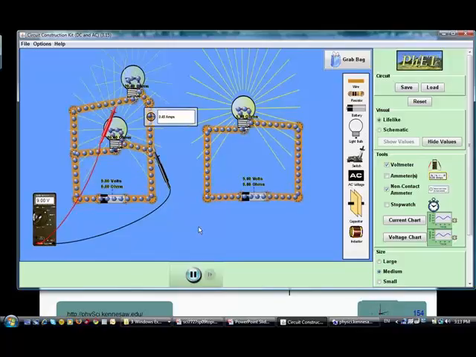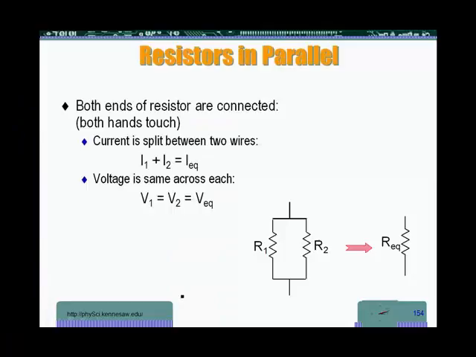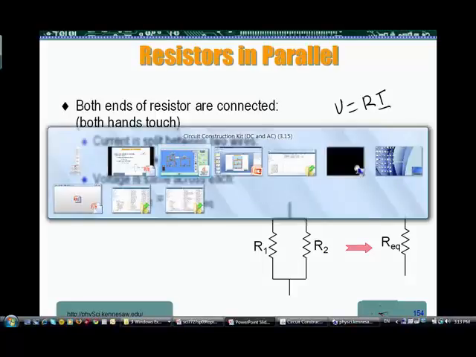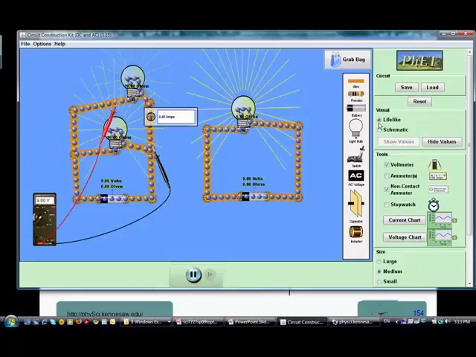So when resistors are in parallel, voltages have to be the same, but the currents are not necessarily the same. We find the currents by using Ohm's law, V equals Ri. The V's are the same, but the currents are not necessarily the same. They are only the same if the resistors are identical.